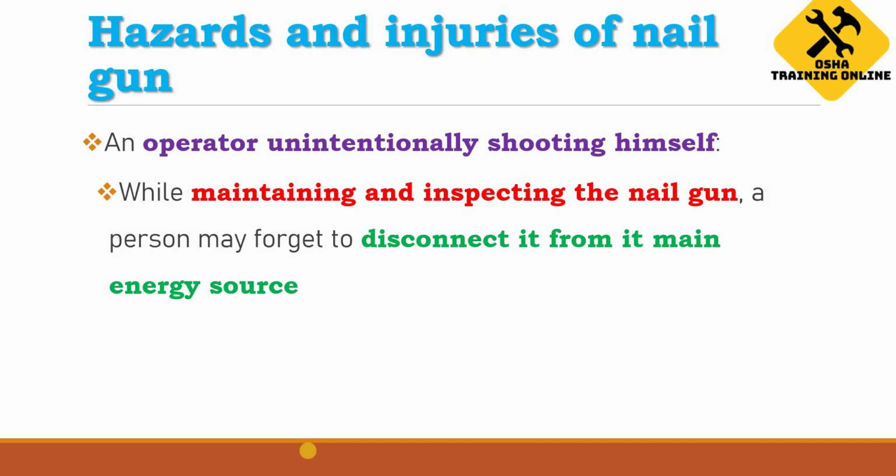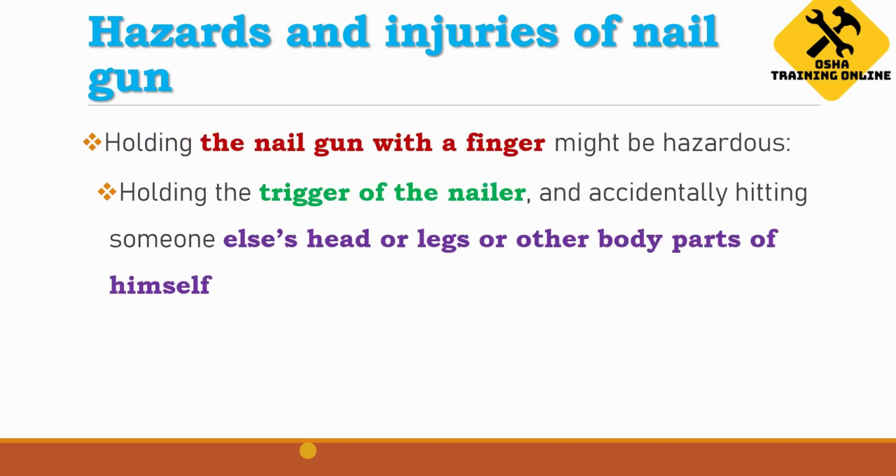A person may be maintaining and inspecting the nail gun and he may forget to disconnect the nail gun from the main energy source. Then in that case, he may unintentionally pull the trigger of the nail gun and he may shoot himself, either his legs, hands, and other body parts. So this is also a hazardous case and a worker may get injured.